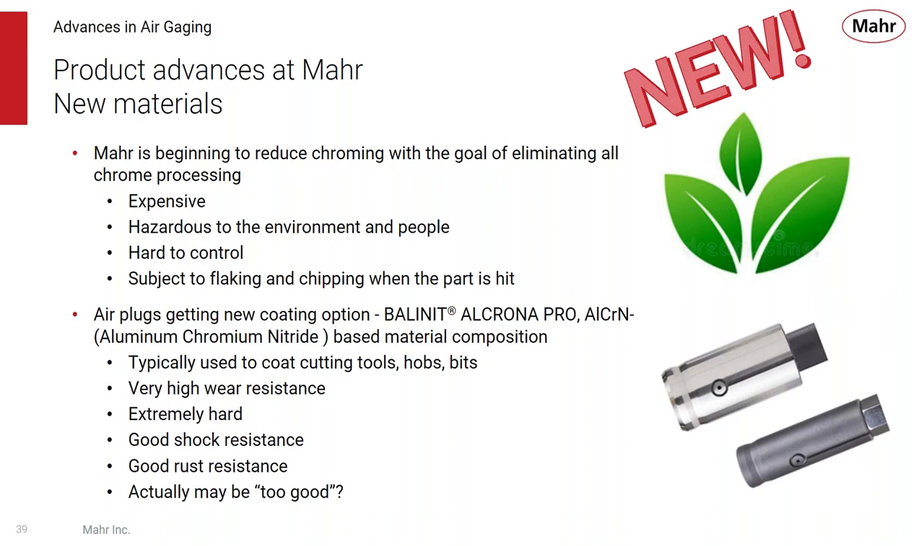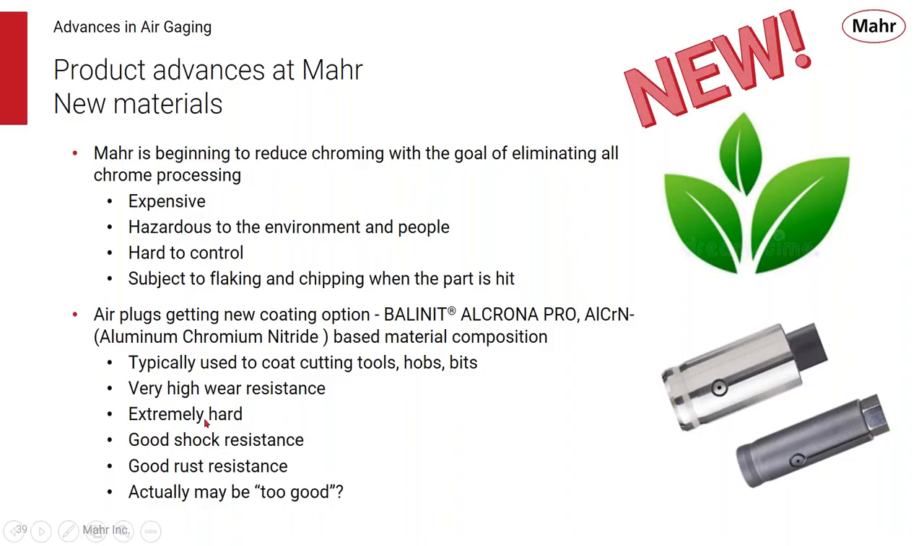What we're doing now is we're going to be going to an aluminum chromium nitride-based vapor deposited system for all our special air plugs that we used to do chroming before. This type of aluminum chromium nitride coating is something that's used on cutting tools, hobs, and bits. It's very high resistance. You can see that it does come with a darker color, so it will stand out from a standard air plug.